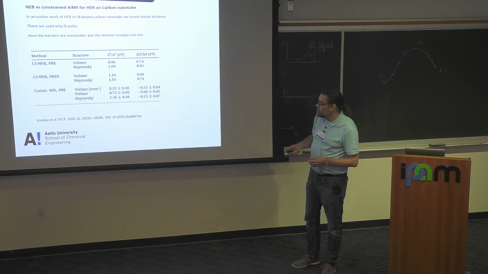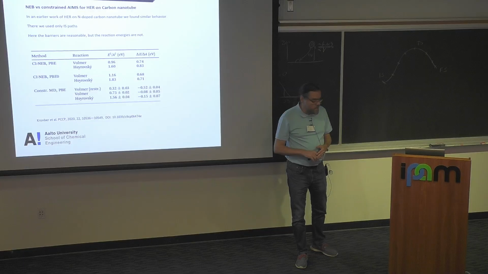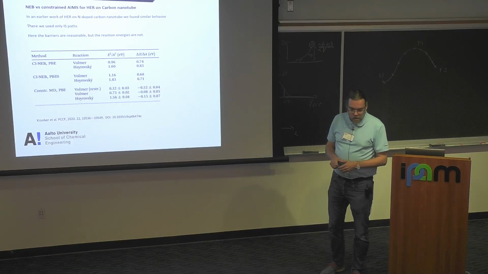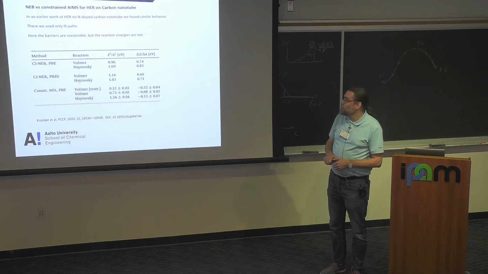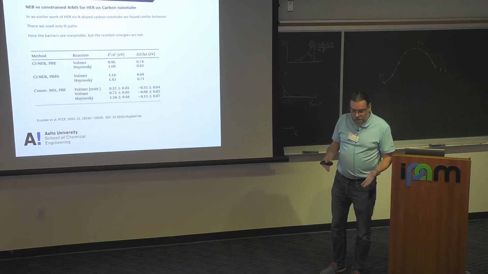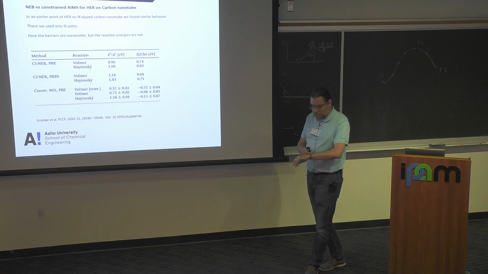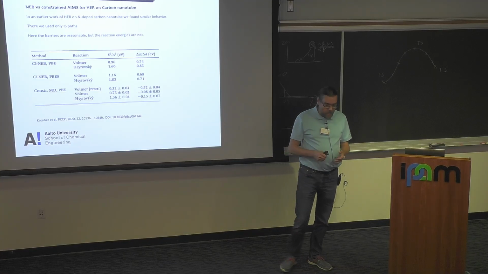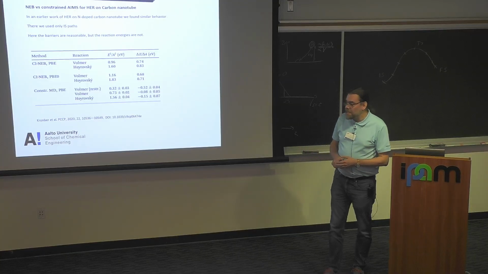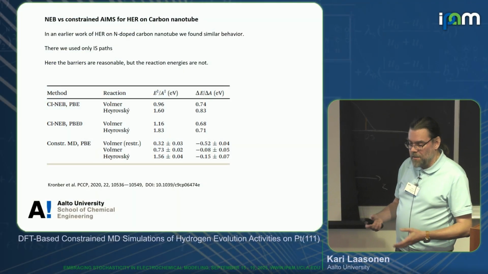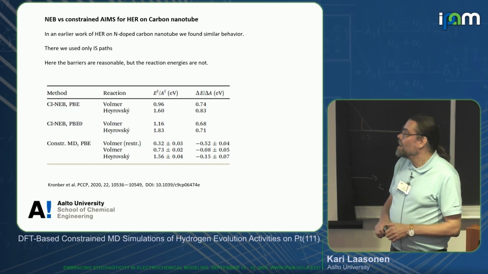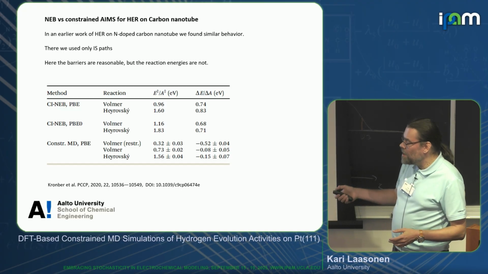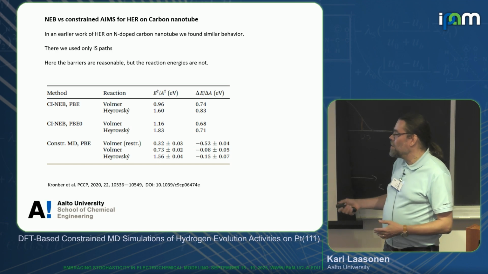And we have another paper where we benchmark these ideas in a simpler system than the metal surface. We look at carbon nanotubes. Nitrogen-doped carbon nanotubes are quite good catalysts in electrochemistry, so we spent quite a lot of time looking at them in the beginning. They are much easier because even though they are sort of metallic, they are not as difficult as the platinum.